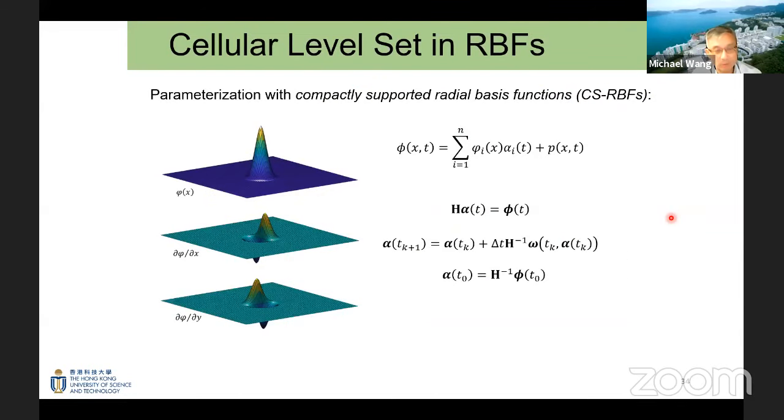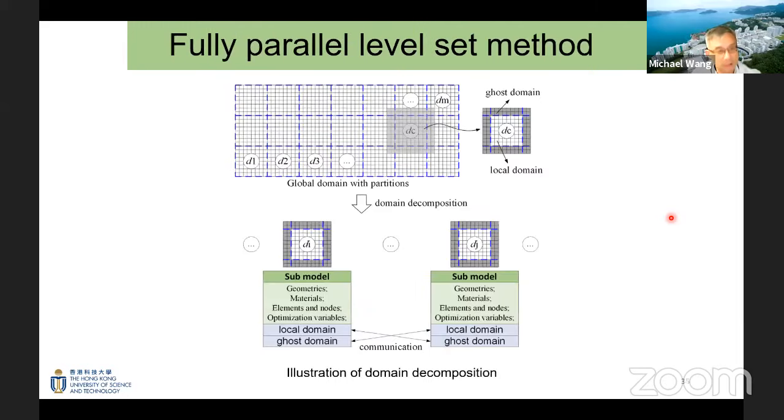In addition to B-splines, you might be able to use other types of basis functions for parameterization. RBFs are one of the very common types, and we also implemented that. For this, it's very difficult to impose geometric continuity conditions on the coefficients. So basically, we will not do any of that. And then we implemented this with a fully parallel level set plus a parallel finite element process.